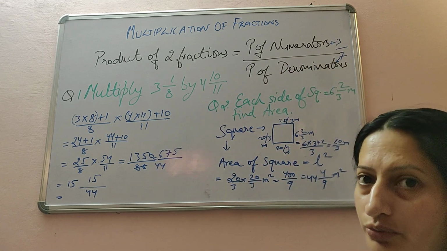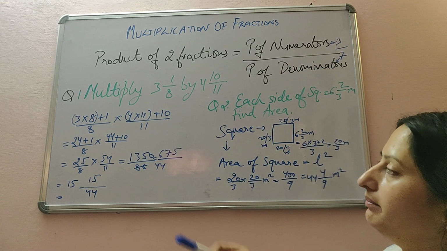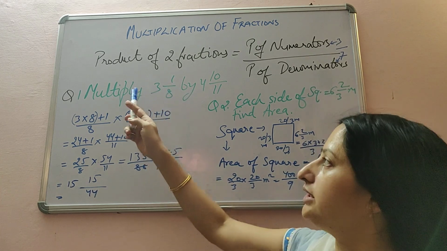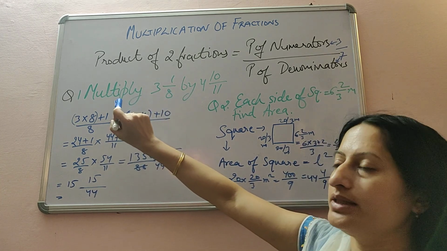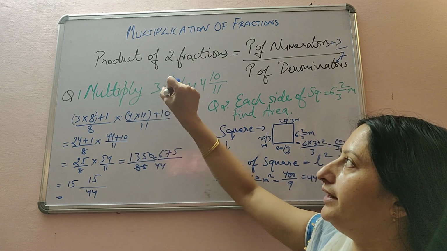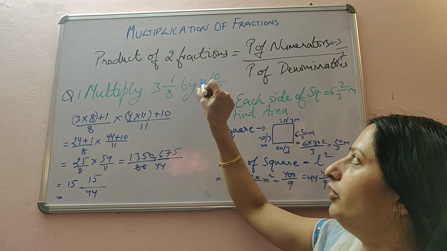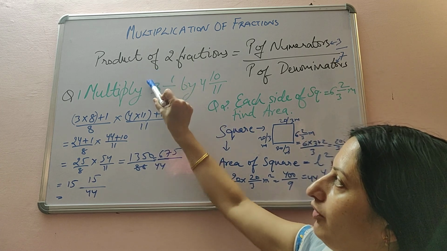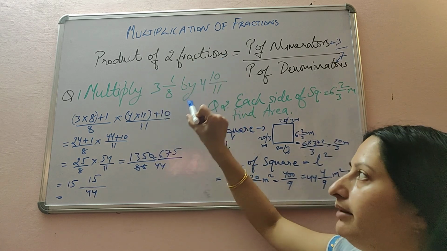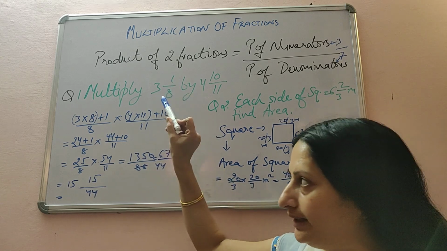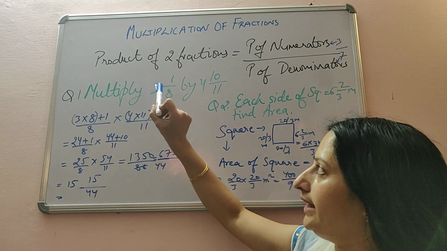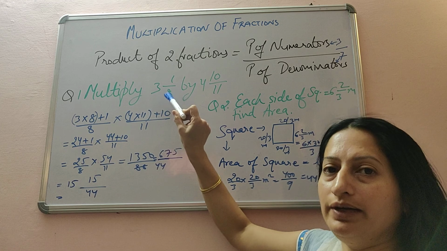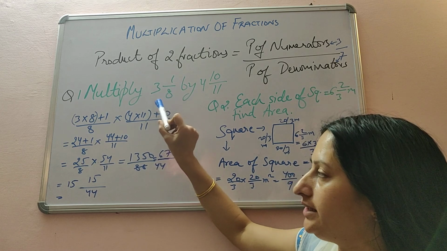So we are doing two questions here which are part of your R.D. Sharma book. So you can go through this. Multiply 3 1 by 8 by 4 10 by 11. So what we are doing, we have got mixed fractions here. Ma'am has taken mixed fractions to make you understand better. So again we will see how we make a mixed fraction into an improper fraction.